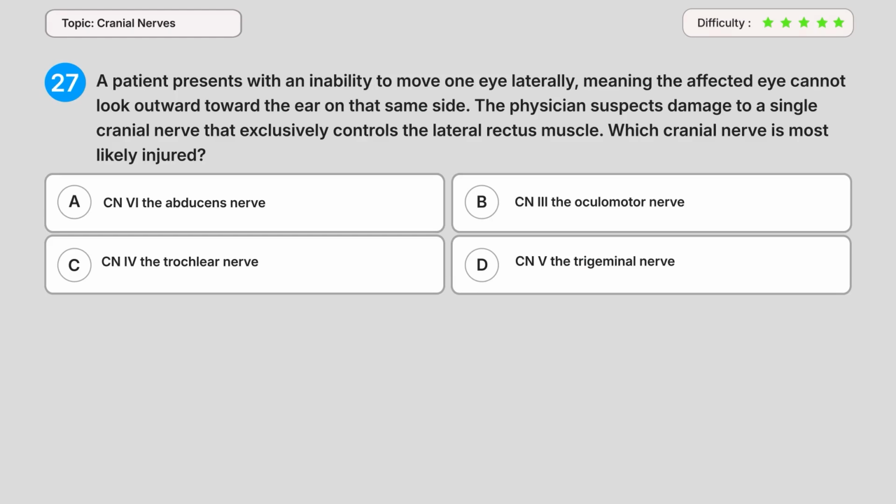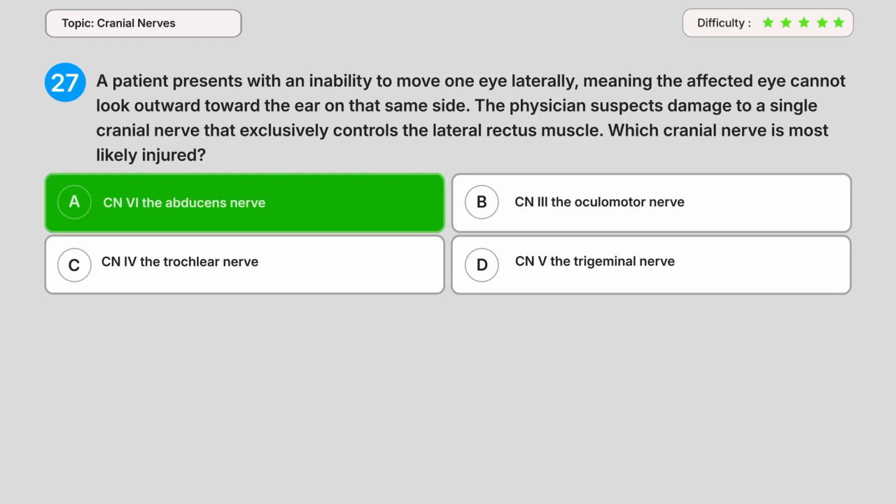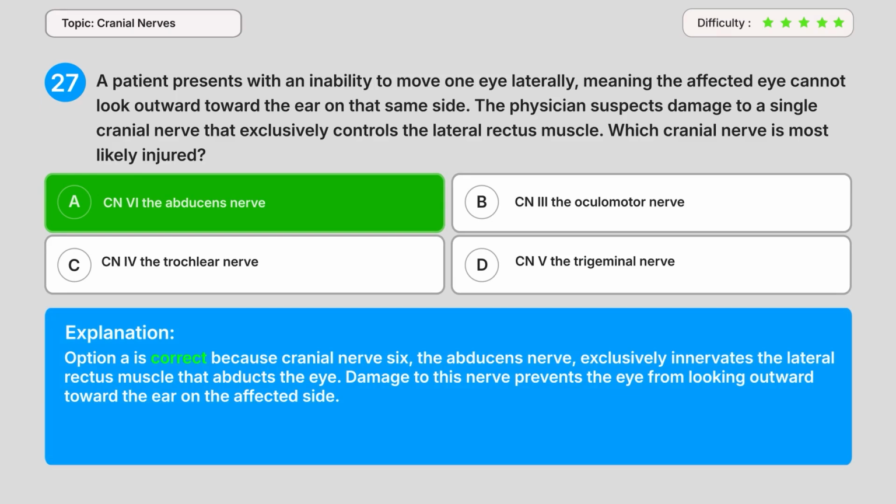Correct answer: A. CN6, the abducens nerve. Explanation: Option A is correct because cranial nerve 6, the abducens nerve, exclusively innervates the lateral rectus muscle that abducts the eye. Damage to this nerve prevents the eye from looking outward toward the ear on the affected side.